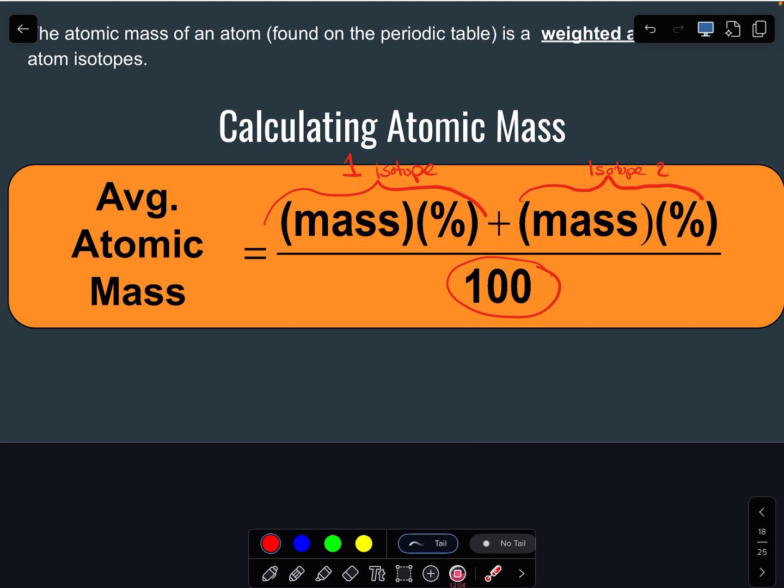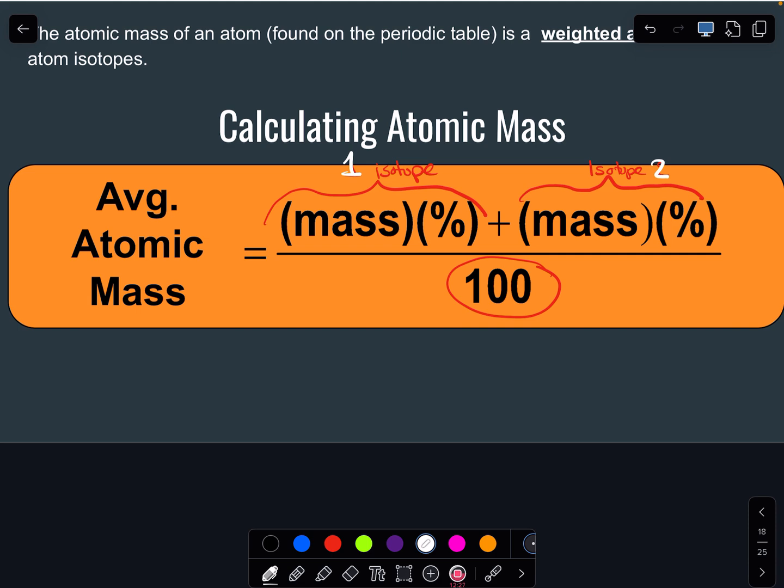So the equation that scientists use for any weighted average is you take the mass of an isotope. Okay, I'm going to change that here so we can see it a little bit better. So this is like one isotope. Let's say that's carbon-12. We do the mass of carbon-12 times what its percent is. Then we add that to the second isotope, so carbon-13.